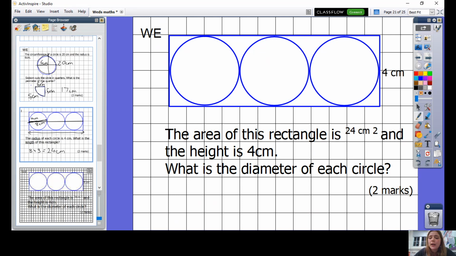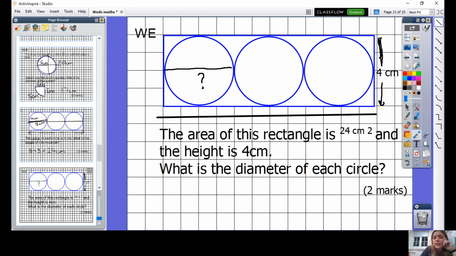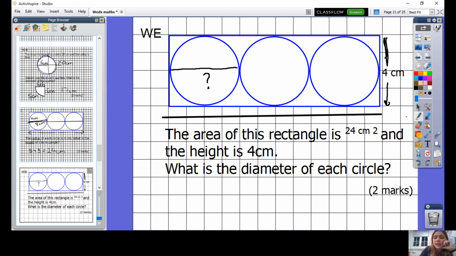The area of the whole rectangle is 24 centimetres squared. The height of the rectangle is 4 centimetres. What's the diameter of each circle? Before I can find the diameter of the circle, I'll need to know the length of the rectangle. I do not yet know what the length of this rectangle is, so I need to use the information I have. The area is 24 centimetres squared and the height is 4 centimetres. How can I use that information to find the width? Well done if you remembered that the width times the height is equal to the area.